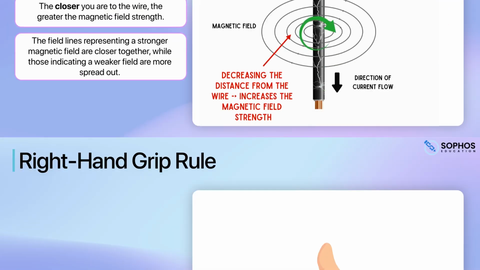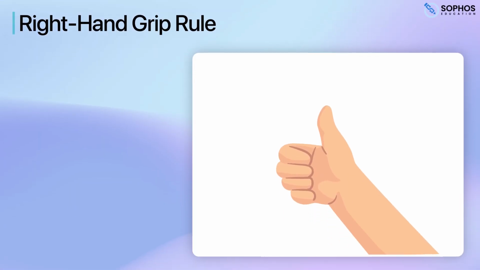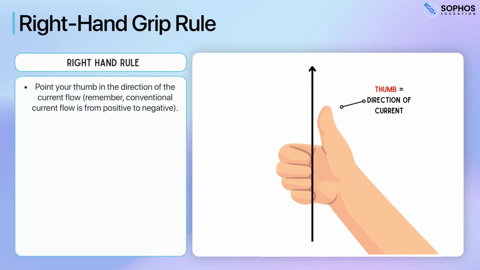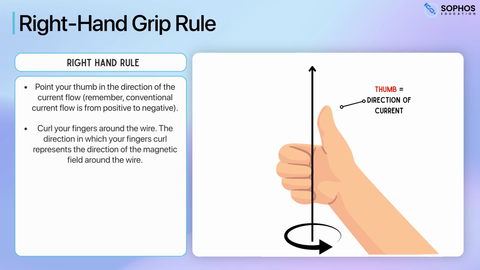To determine the direction of the magnetic field around a current-carrying wire, we use the right-hand grip rule. This is a handy trick that can help visualize the orientation of the magnetic field. Here's how it works. Firstly, point your thumb in the direction of the current flow. Remember, conventional current flow is from positive to negative. Then curl your fingers around the wire. The direction in which your fingers curl represents the direction of the magnetic field around the wire.